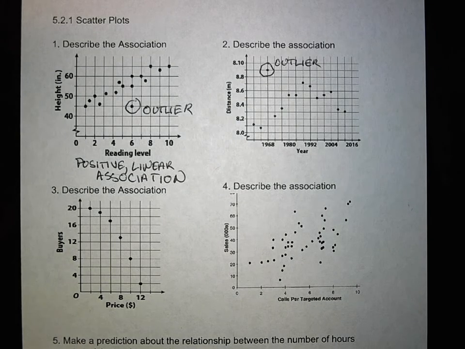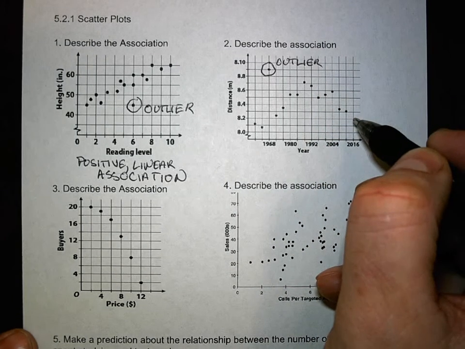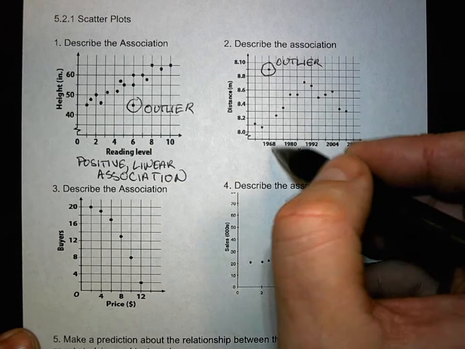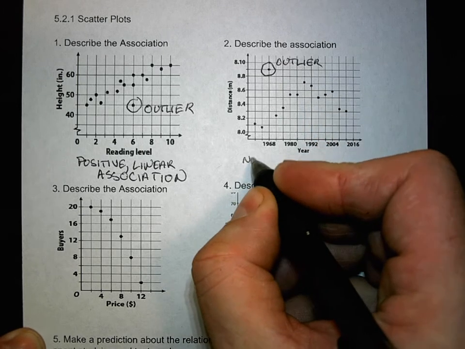Because it's going up. Okay, it does start rising, but what happens here? It goes back down, so it's not positive. Is it negative? Well, it did rise. So it's not negative. It's no association.